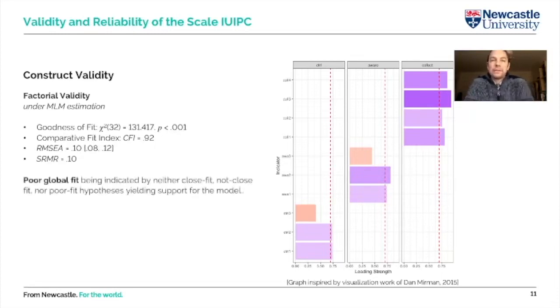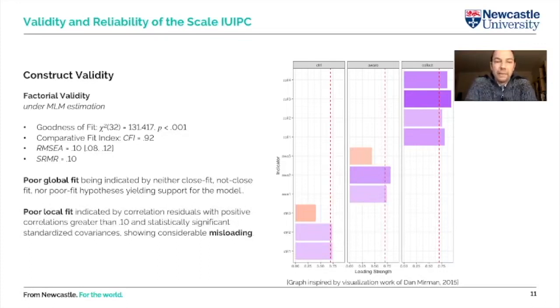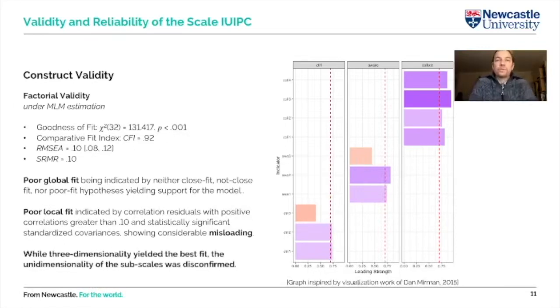Now, what we see from that is that we have a poor global fit, and that none of the statistical hypotheses we used to evaluate that yielded support for the model. In addition to that, we had a poor local fit, which we found in the correlation residuals and in the statistically significant standardized covariances. So overall, there's indication of considerable misloading. So while we could find evidence to support the 3-dimensionality of IUICP, at the same time, the unidimensionality of the subscales was disconfirmed.